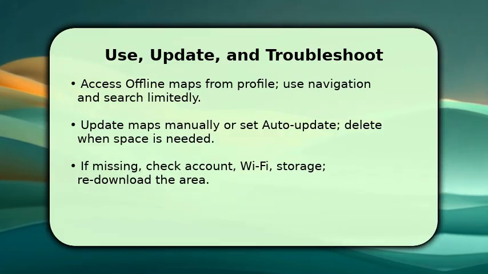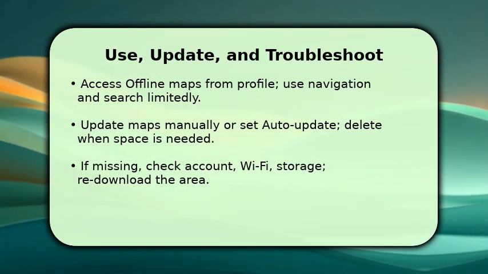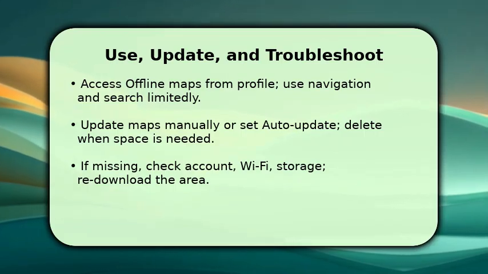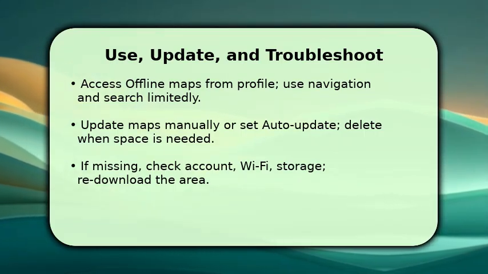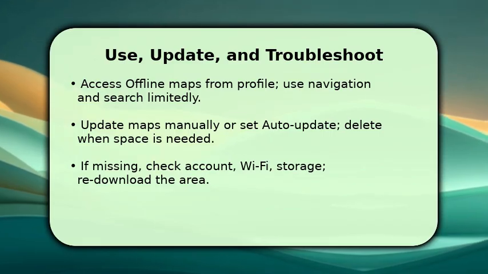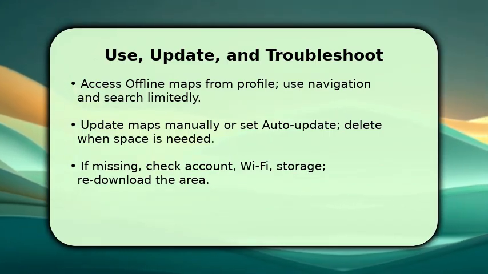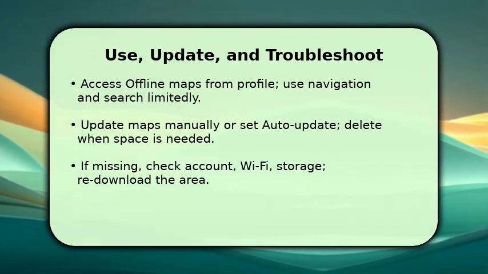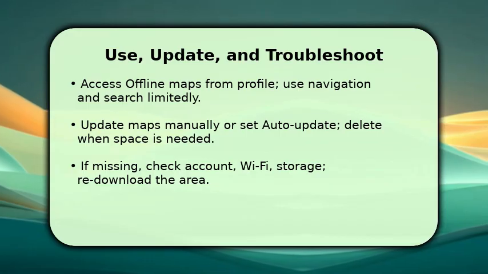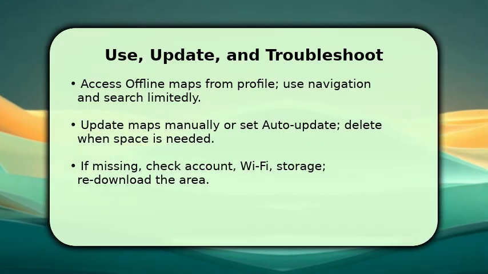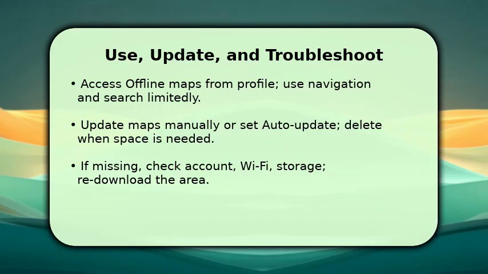Keep Maps current by enabling auto-update over Wi-Fi or manually updating before travel. If you need space, delete old maps from the same menu. Troubleshooting tip: if a map fails or disappears, make sure you're signed into the same Google account, have enough free storage, and the app is updated. Then re-download the offline area.